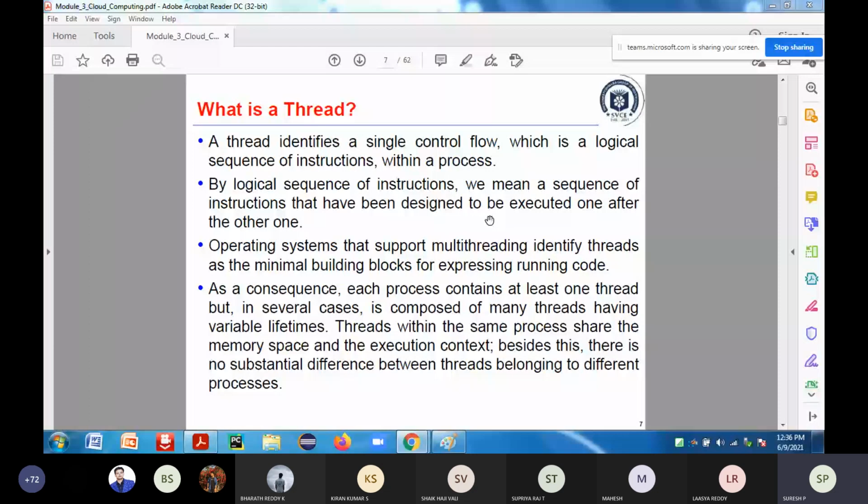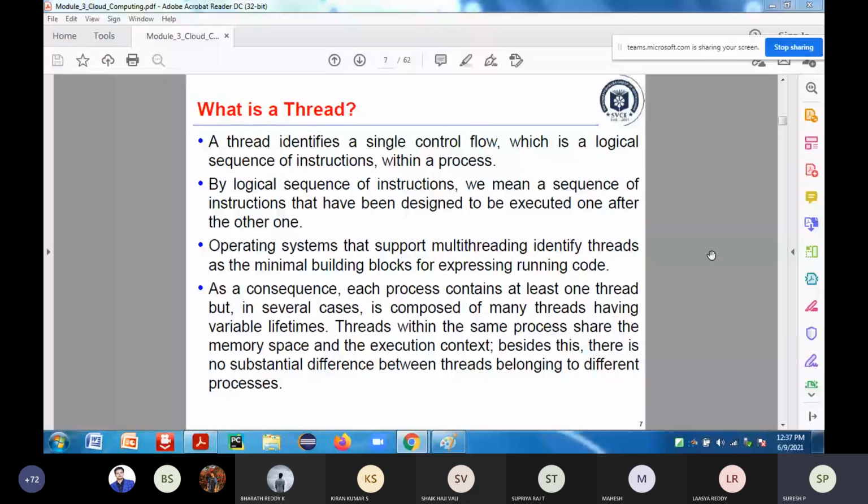Now when you talk about the thread, a thread is a part of execution within the process. It identifies a single control flow, because different books are going to give different definitions. Whatever definition we give here is according to the textbook prescribed for you in your cloud computing. According to the definition, the thread identifies a single control flow. It is a logical sequence of instructions within a process. That means which program has to run one after the other.